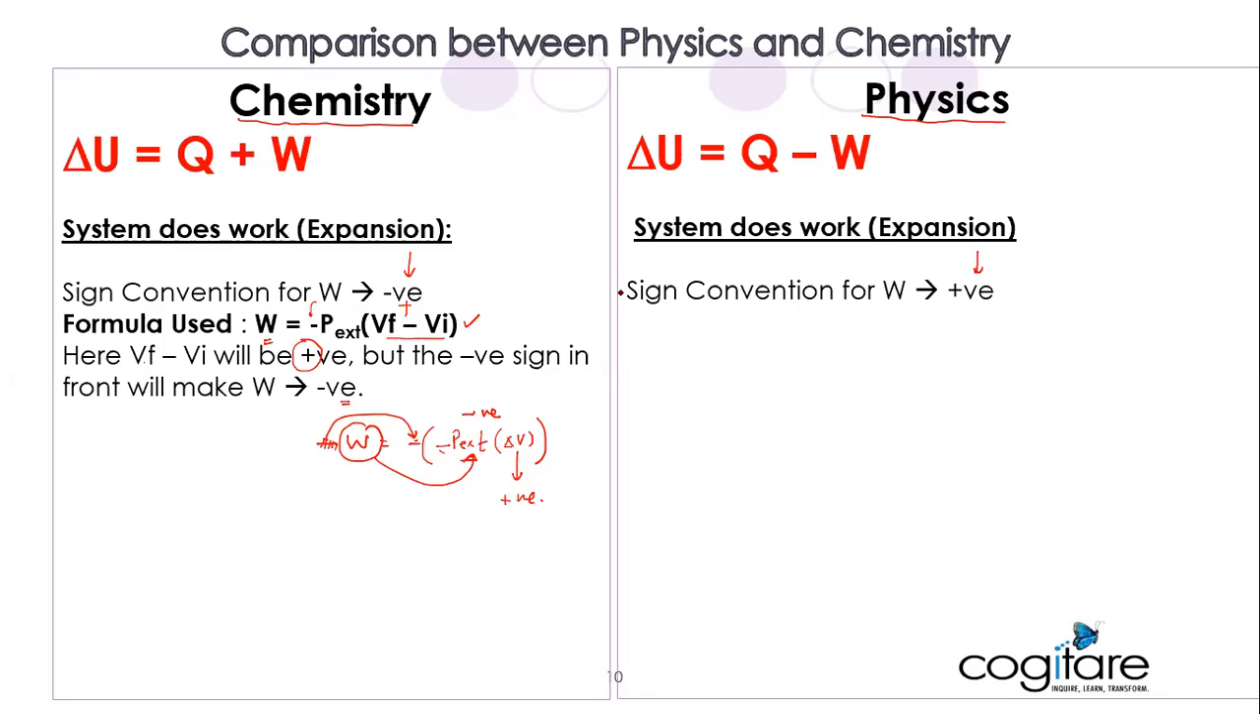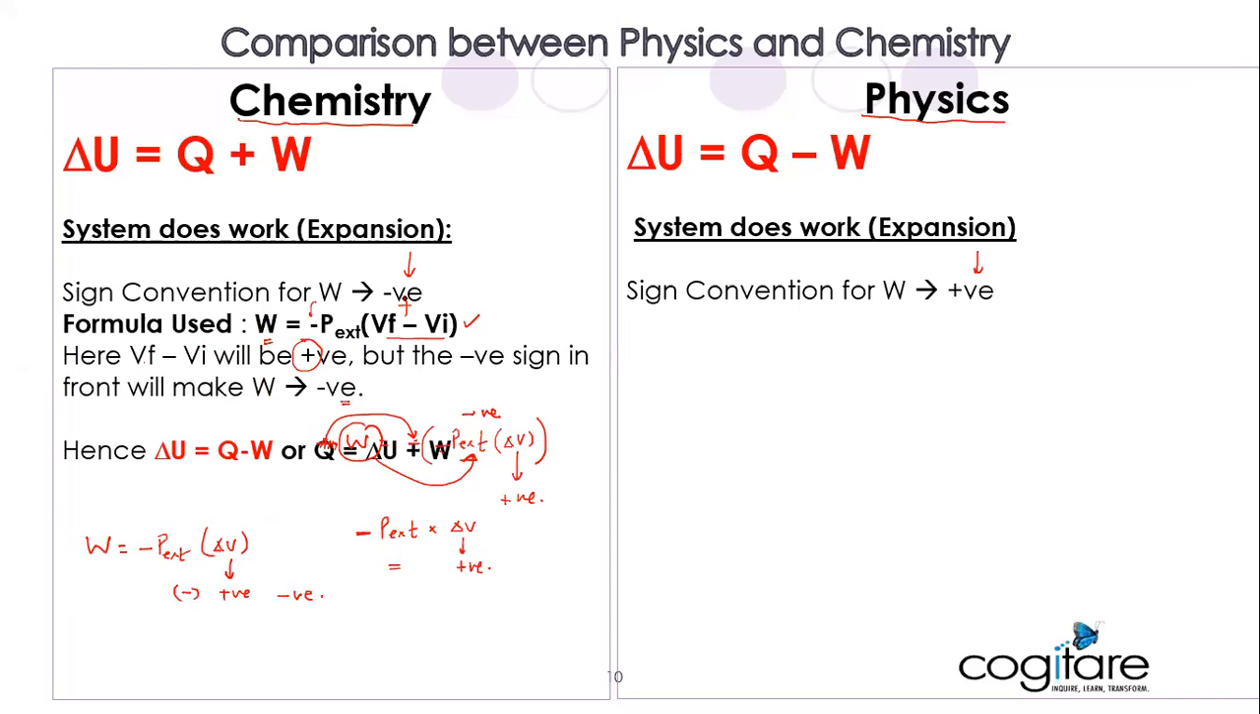Just give me one minute, please. Guys, one small clarification: there is no minus W in front of it. You should just take W. W in chemistry is defined as minus P external into change in volume, delta V. And this change in volume is positive. Therefore, minus P external into positive is going to be negative. So W will be negative here.